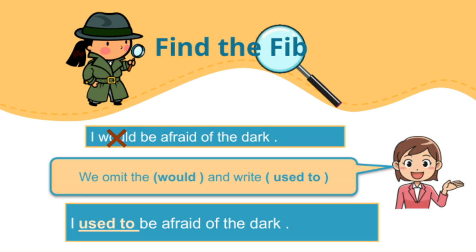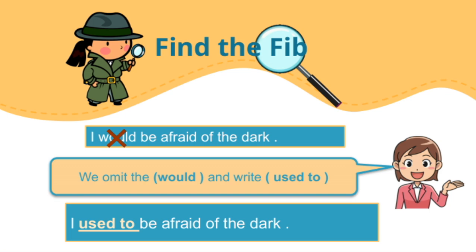Now the fun part here is find the fib. That means one of these statements isn't quite correct or sounds a bit off. So if you see, I would be afraid of the dark, that's actually a common mistake. It's not the best choice for describing a past state like this. This ties into our overall theme of how we communicate about past experiences effectively.